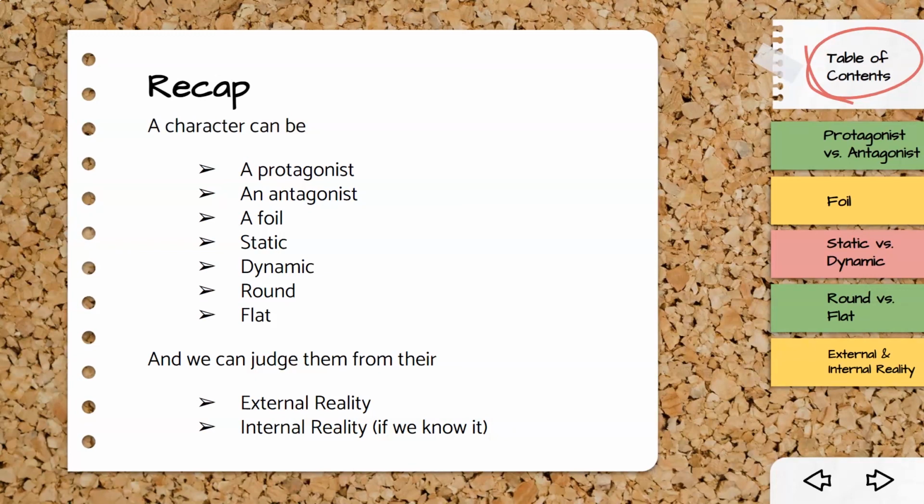And we can judge them from their external reality, which are the things that happen to them, the things they say and do, the things that we could see on a movie, versus their internal reality, which is how they feel and what they think, which we usually get really clearly through books.